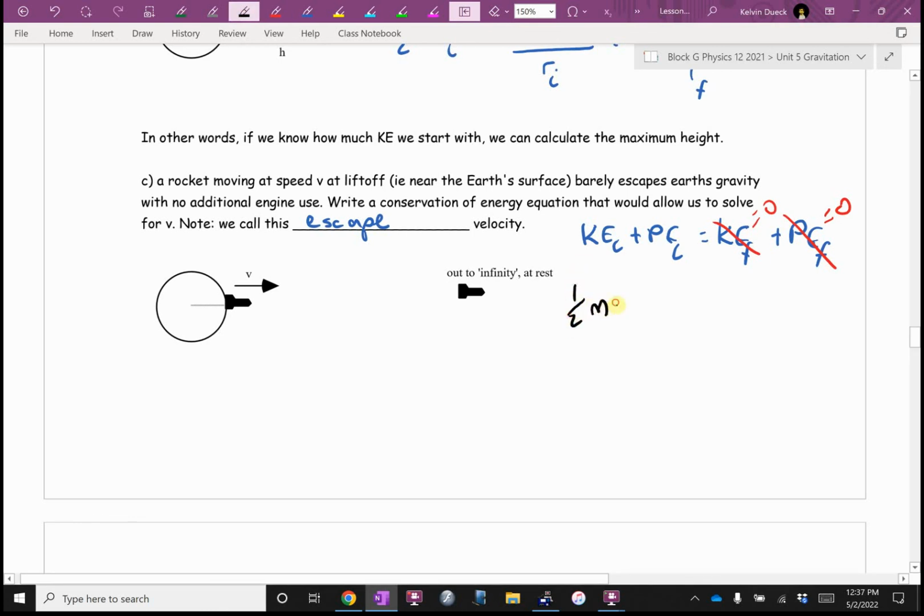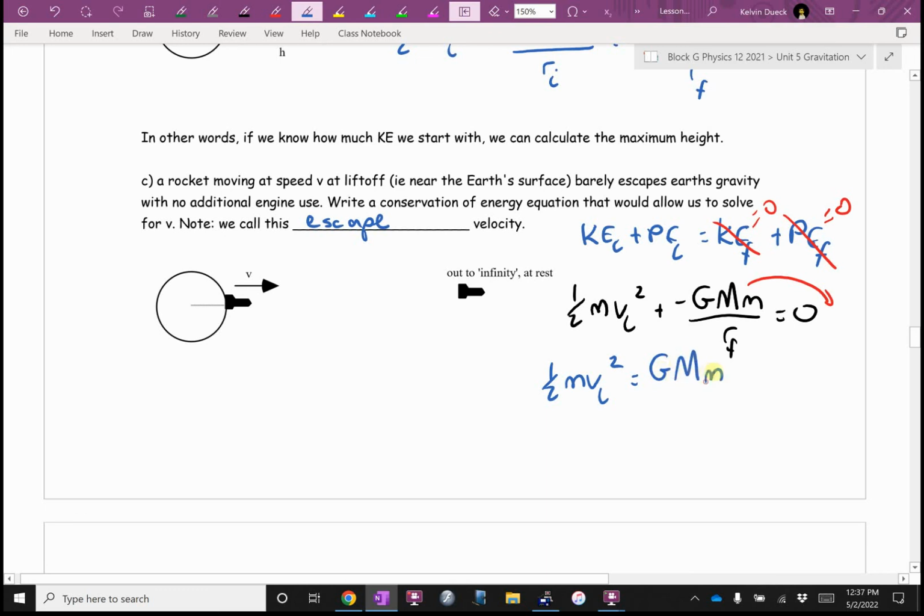A half m v initial squared plus negative big G, big M, little m over R final equals 0. Now what I would do, Danica, see this negative term? I would add it to that side. And I end up with a half little m v initial, that's the escape velocity, squared equals positive big G, big M, little m over R final.